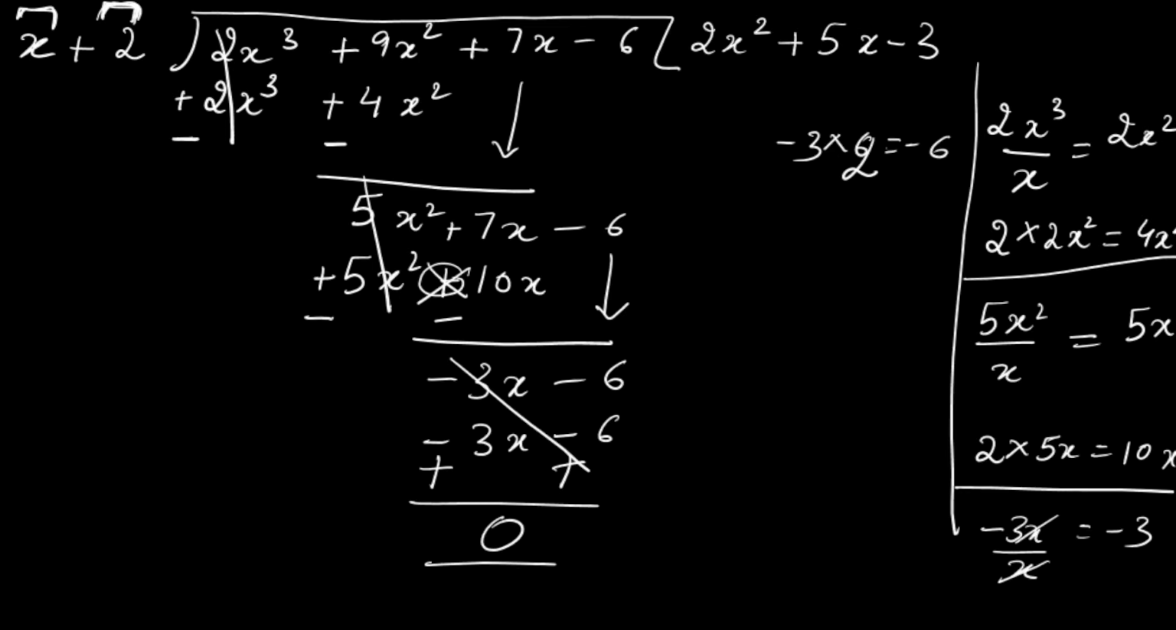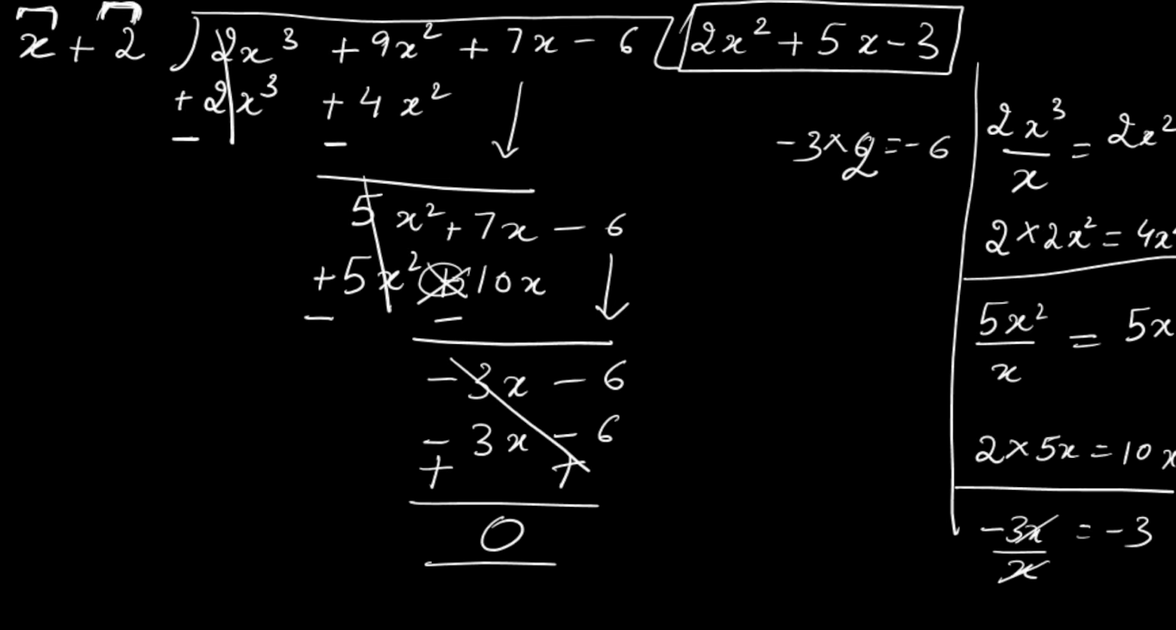So again, whenever the remainder is 0, that means your sum is correct. If the remainder is 0, the sum is correct. If here you are not getting 0, that means somewhere you have made some mistake. So at the quotient you have got one polynomial.